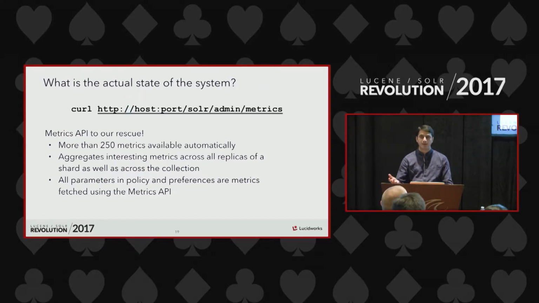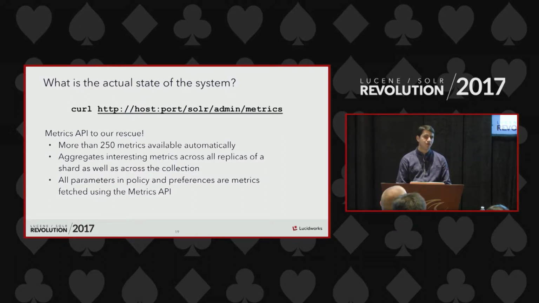So almost every parameter that you see in the policy and preferences, the values for that come from the metrics API. Now, this is about the actual state, but when to actually take these autoscaling actions, when to place these replicas.